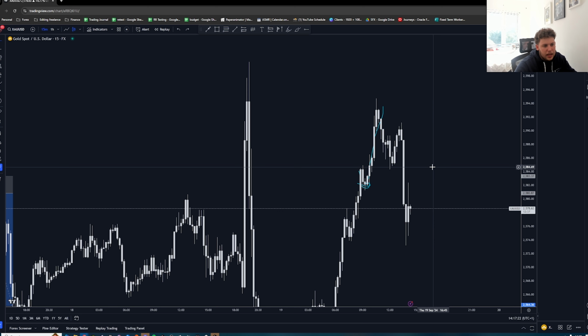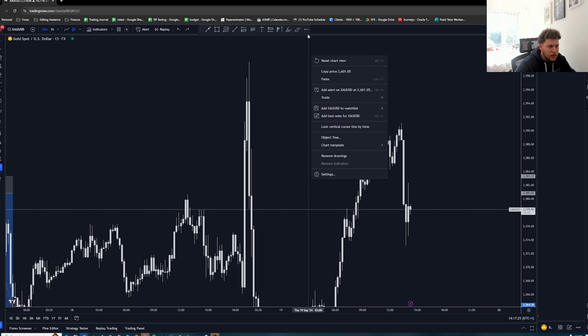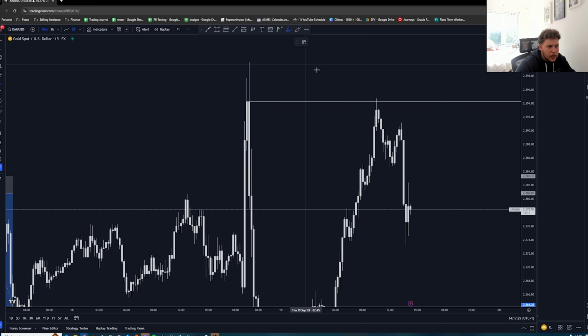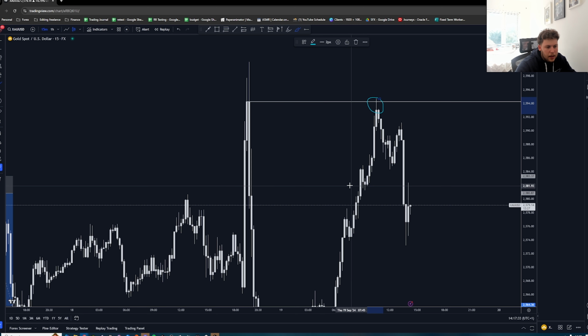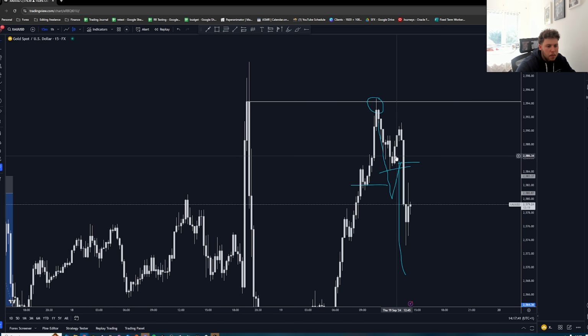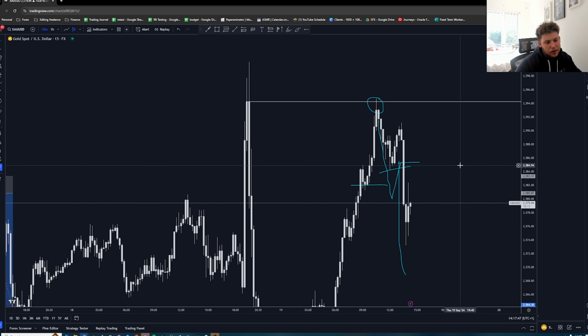However, if price had failed to break the high here, like so, and then we have this low here and it had come down and broken the low, then yes, a sell there would have made sense. So if this low here came down to here, it would make sense to sell, but it didn't, so there was no point in doing so.